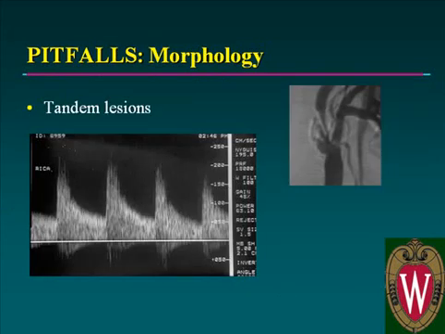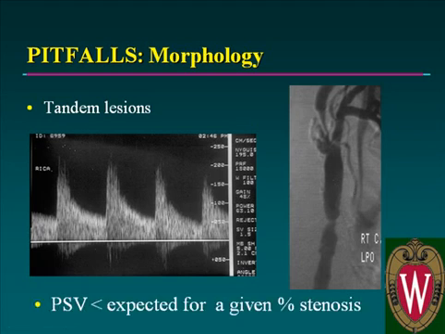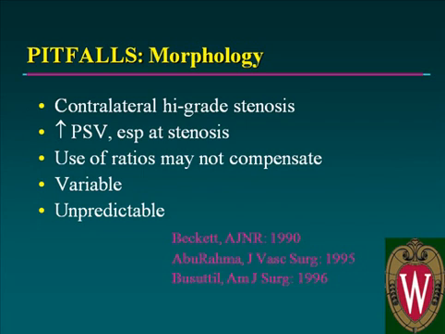Tandem lesions can frequently cause aberrant waveforms. By tandem lesions, I mean lesions that are seen both proximally and distally, and measurement in the intervening segment will give you very bizarre waveforms as the flow pattern will swirl and eddy in that isolated segment. In general, the peak systolic velocity is less than expected in the segment marginated on either side by flow-limiting lesions, tandem lesions.